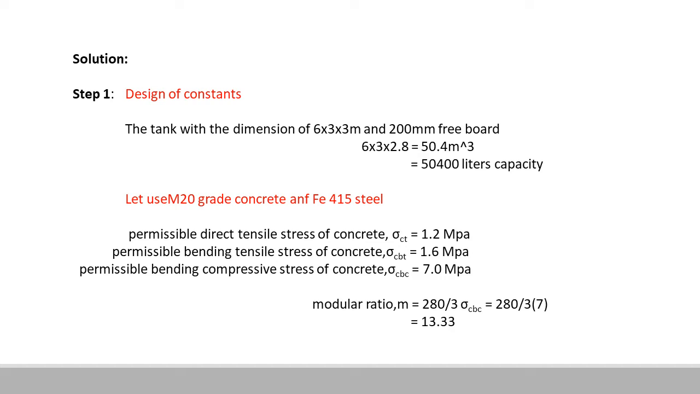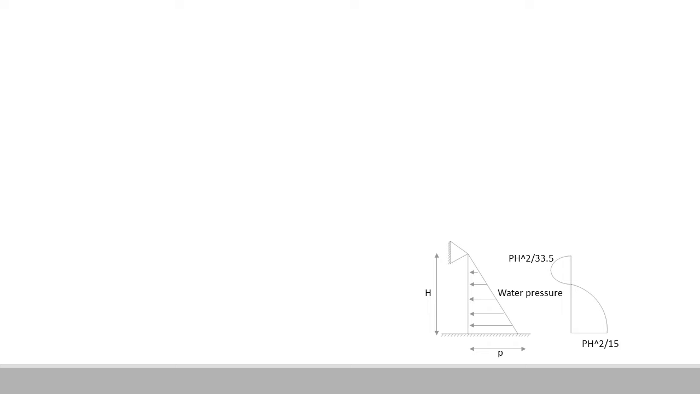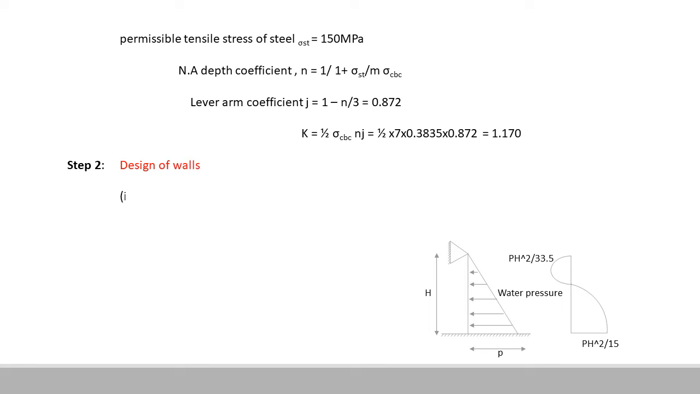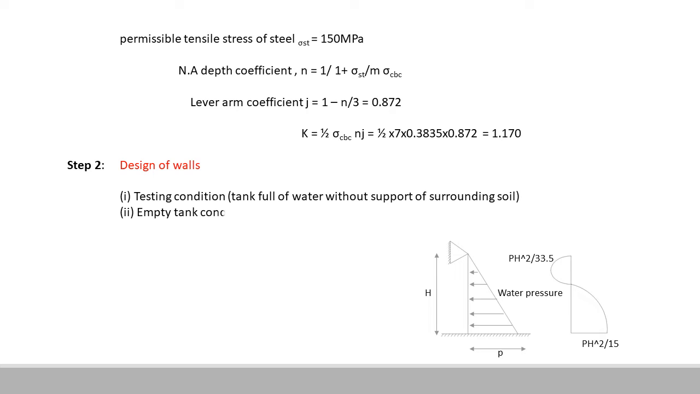Then modular ratio m is equal to 280 by 3 sigma CBC. We know sigma CBC, so apply that value and you get the modular ratio m equal to 13.33. Then the permissible tensile stress of steel, sigma ST, is 150 Newton per mm square. Then the depth coefficient n is equal to 1 divided by 1 plus sigma ST divided by m sigma CBC. Then the lever arm coefficient j is equal to 1 minus n by 3, which is 0.872.